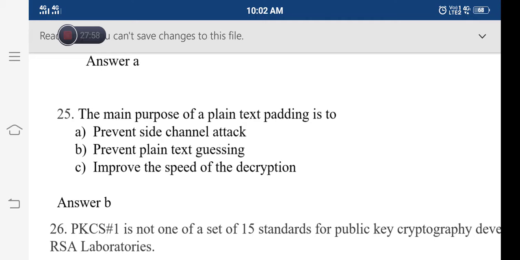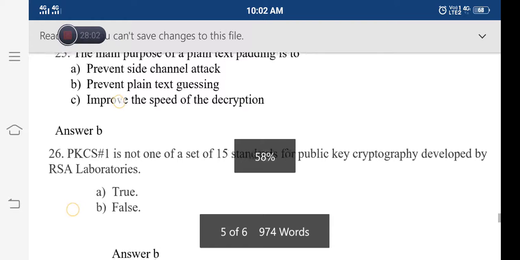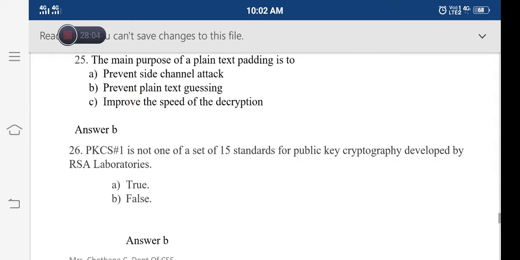The answer is B. Next, PKCS hash 1 is not one of the set of the 15 standards for the public key cryptography developed by RSA laboratory. The answer is false, because PKCS hash 1 is one of the set of the 15 standards.